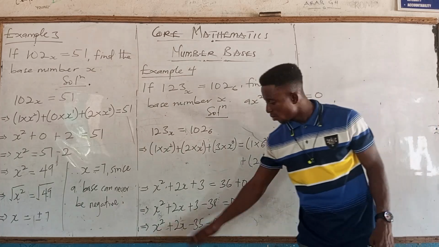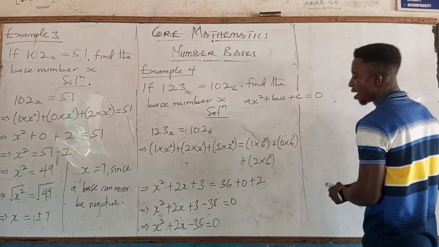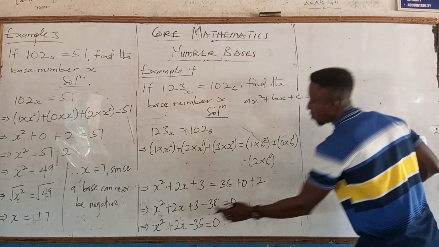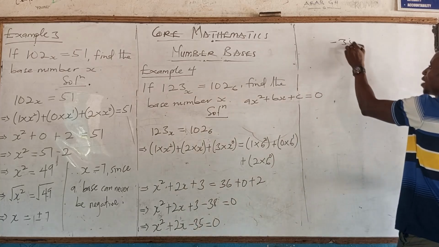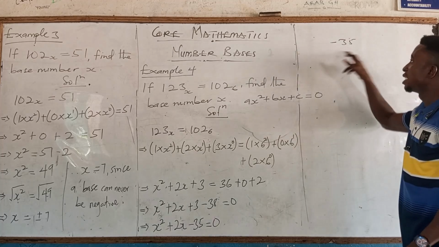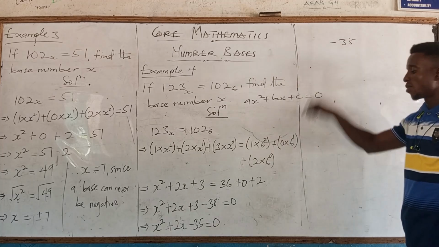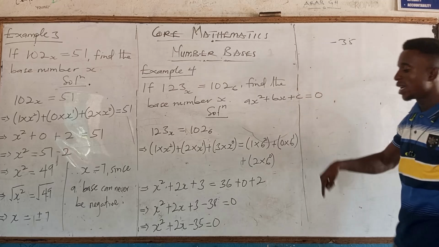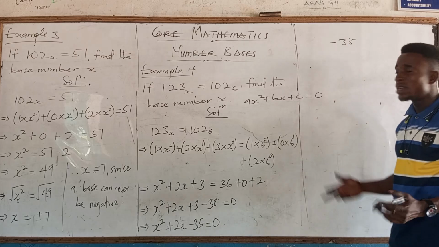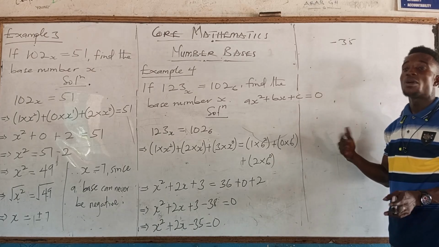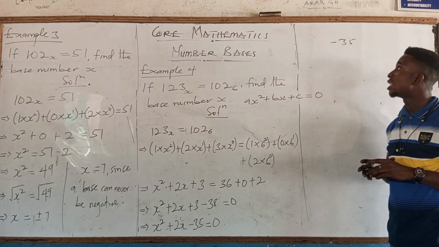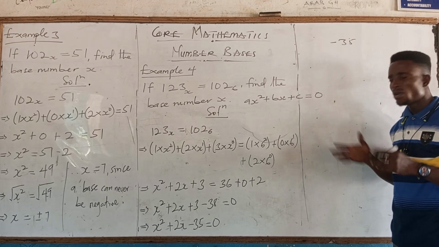So getting this, what do we do? We normally say that we multiply the coefficient of the x squared by the constant to get negative 35. Then we find two numbers that when we multiply, we get negative 35, or the constant, and when we add, we get the coefficient of the x, which is positive 2. So what are those two numbers that when we add, we get 2, but when we multiply, we get negative 35? We don't know those numbers.